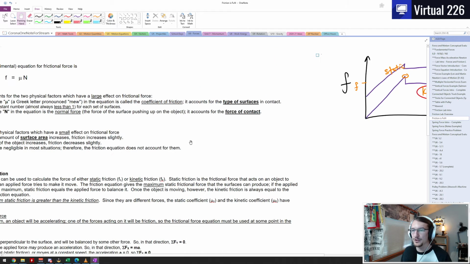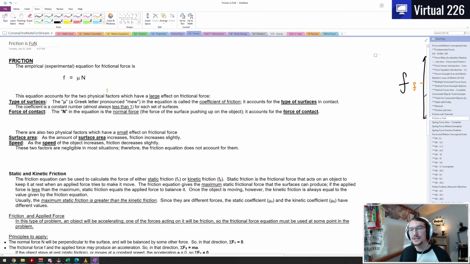If we jump back over to the notes, a true equation for friction is that friction is fuN. This is F friction, which we tend to write as a script F. That's going to be equal to two variables multiplied together. The first variable is mu, said the same way as the Pokemon, number 151. It is a Greek letter, and it is the coefficient of friction. That was what you were finding in the lab whenever you were doing your calculation.